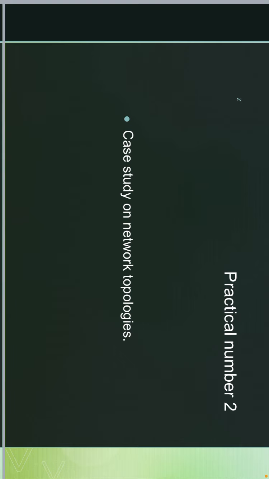Now what actually is topology? Topology is the overall structure or the layout of your network, how the structure of your network is. If it is appearing like a star, then it is a star topology. If it is appearing like a bus, it is a bus topology. All these things we have to mention in our practical number 2.